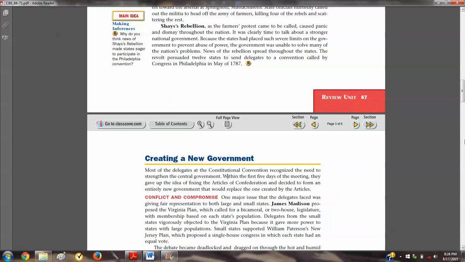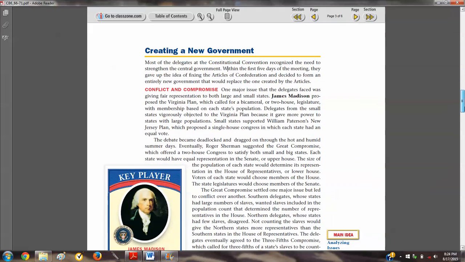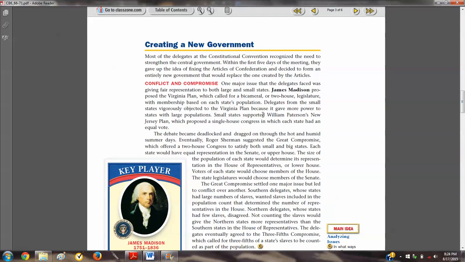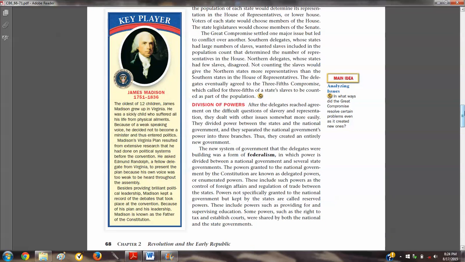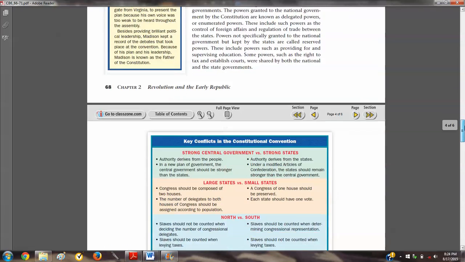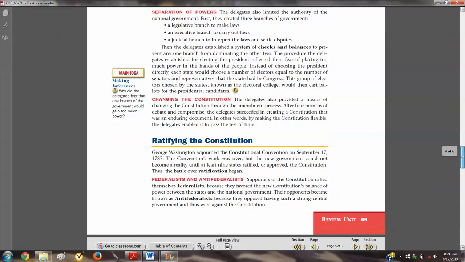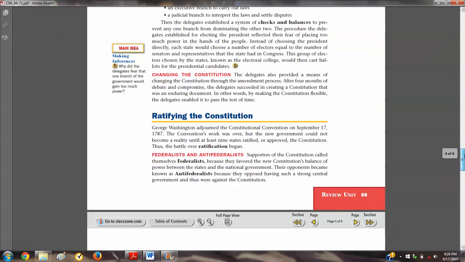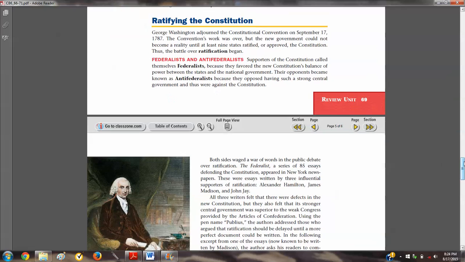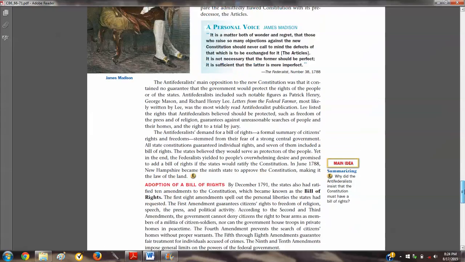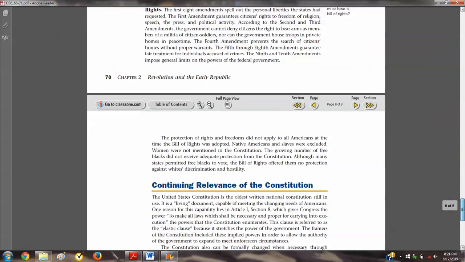So you write Roman numeral 2, creating a new government, indent, the conflict and compromise. There's letter A. So first subsection, you write 2 ideas about that. There's letter B, division of powers. Is there a C? Yes, there is. Separation of powers. You write 2 things about that. And then D, changing the Constitution. The 2 ideas about that. Then you indent back. Here's another Roman numeral 3, another main idea, ratifying the Constitution. And then you indent letter A, 2 main ideas about that. Letter B, adoption of a Bill of Rights, 2 things about that. Then we're done, just A and B.